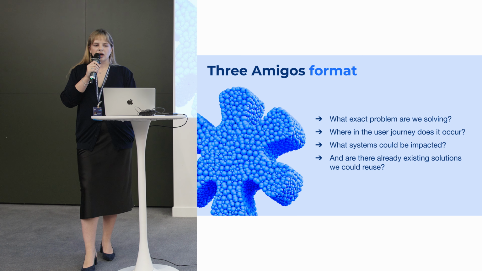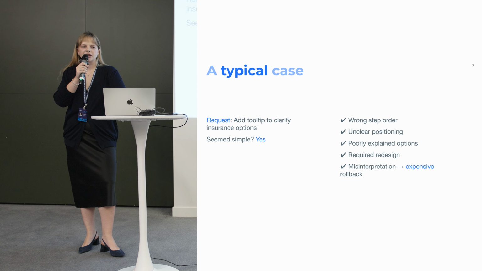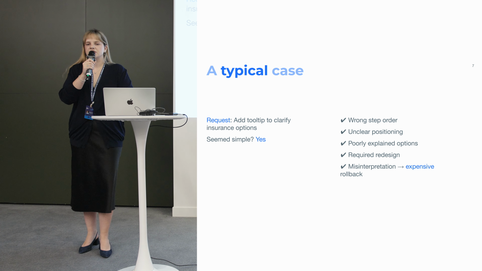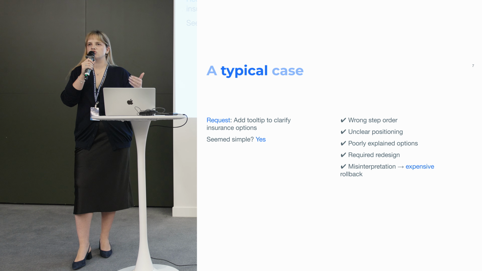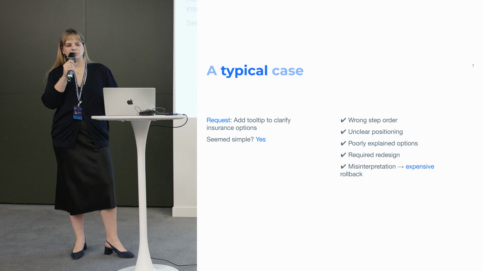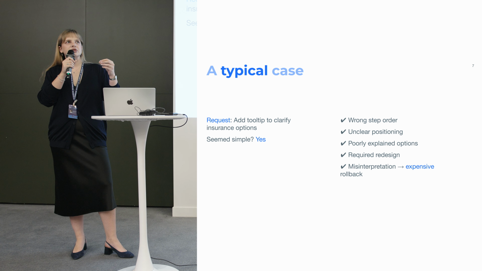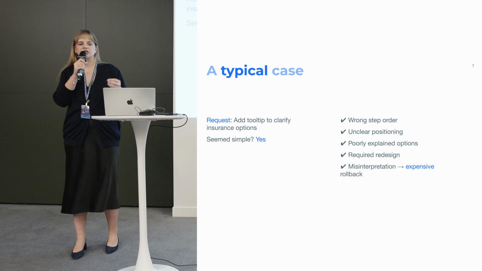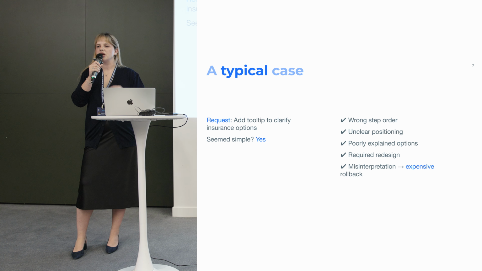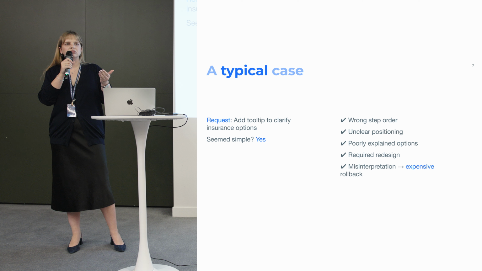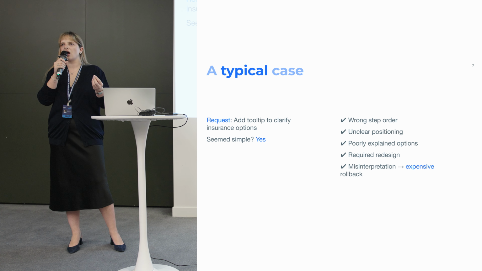So let me show you a typical case for an insurance company. The request was that the user is confused between two insurance plans, and we need to add a tooltip. Looks simple, just a tooltip, but when we go deeper, we could realize that it could be wrong steps, it could be a poor explanation on the screen, and instead of adding only a tooltip, we need to rethink our scenario.